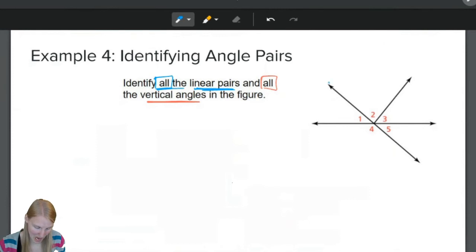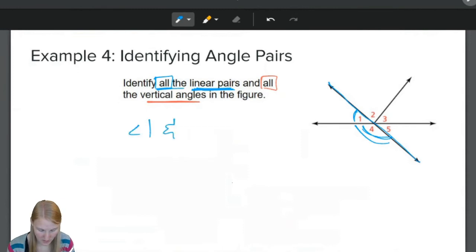Instead, let's look at this line. And the reason I'm looking at lines is because they are linear pairs. So we know that they form a line together. So now when I look at this line, 2, 3, 5, that's 3 angles again. That's not gonna work. But, look on this side, angle 1 and angle 4. Together, they form a line, and it's just 2 angles. So, angle 1 and angle 4 make a linear pair.